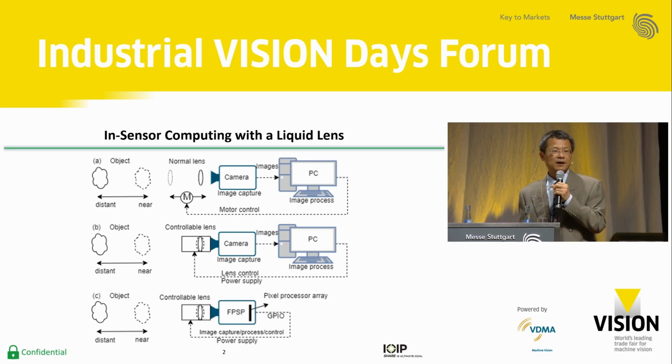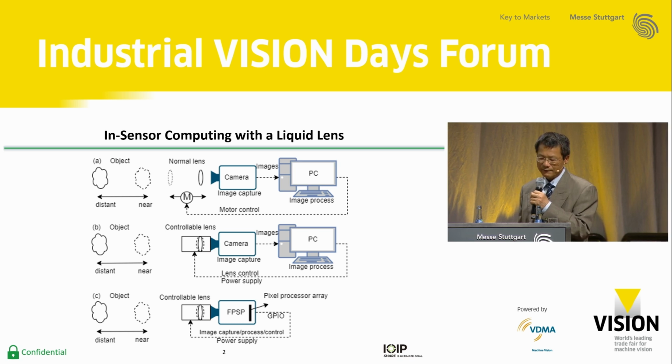After some algorithm to calculate some features, the software might decide to adjust the focus. To adjust the focus, the PC sends a command to the motor, and then the motor moves one of the lens elements inside the lens assembly. That is the traditional one.